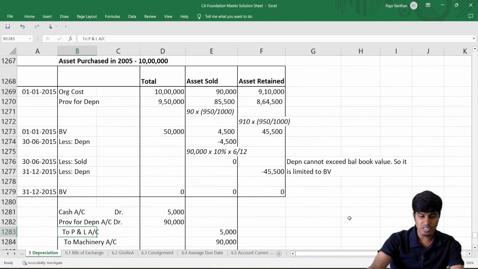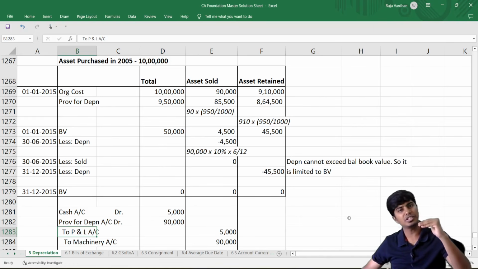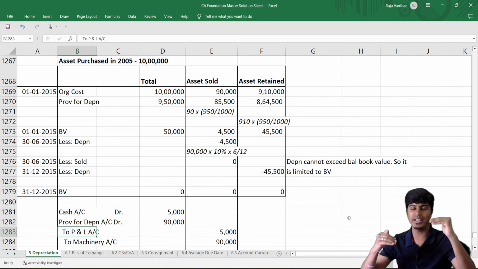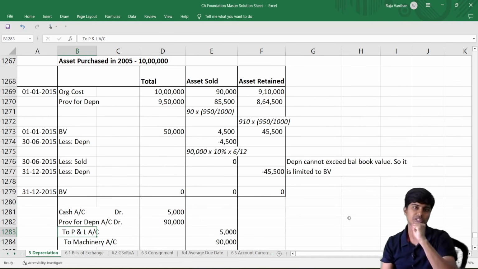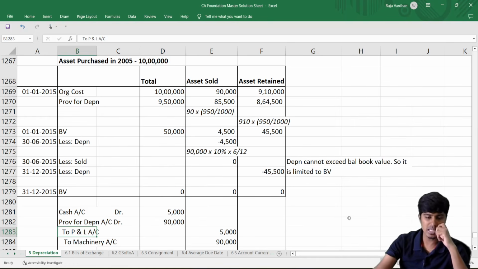So the journal entry for sale will be cash account debit 5,000, provision for depreciation debit 90,000, asset account credit 90,000. That will match. So the 5,000 that is received is profit. So this is the accounting entry.